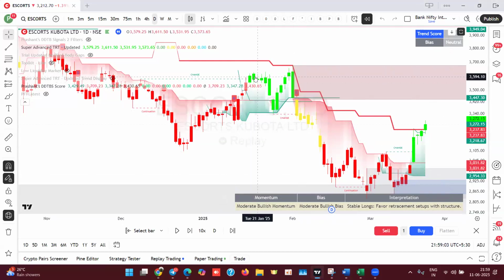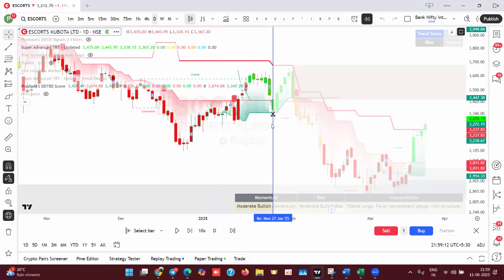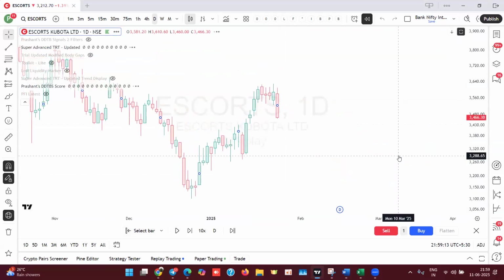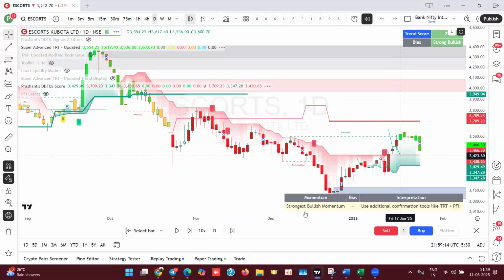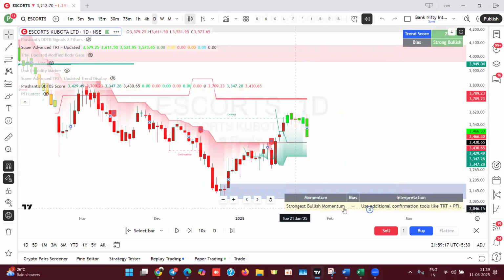There is a similar scenario here also. It must have given the same signal that it is a retracement entry here. But we can see this is the strongest bullish momentum, but bias is not visible. So bias is absent. Therefore, use additional confirmation tools like TRT PFI. Do you see the difference?